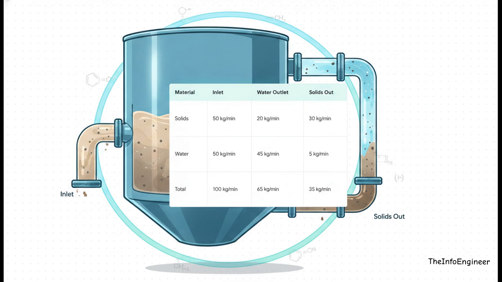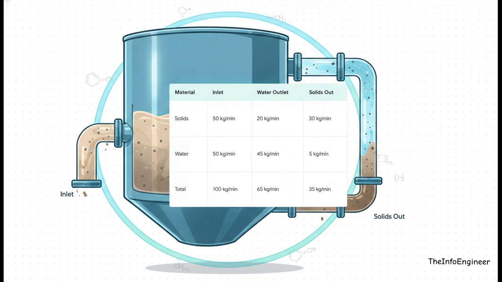Let's say 100 kilograms per minute of slurry inlet. Now, if that inlet is 50% solids, that's 50 kilograms of solids and 50 kilograms of water. Simple, right? Now, if our equipment operates at a 60% solid removal efficiency, the clarified water outlet is still going to contain 40% of the original solids, which is 20 kilograms per minute.